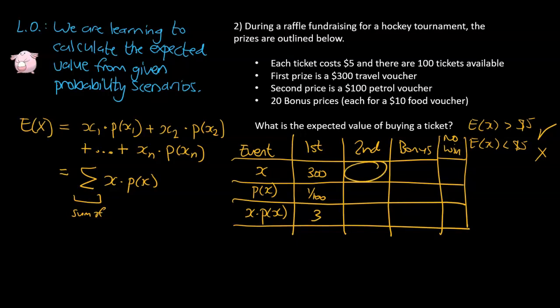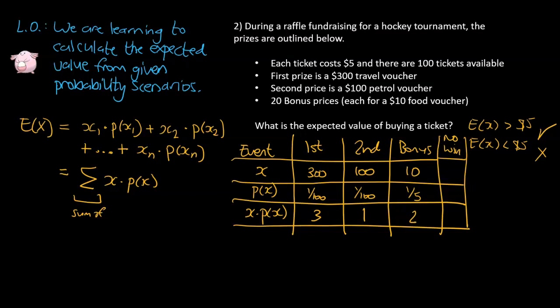Second prize, that's a $100 food voucher, $100 petrol voucher. So X is $100. The probability of me winning that X is also 1 in 100. And the probability times the X value is equal to 1. Finally, the last prizes are these bonus prizes, which relate to those travel or food vouchers. Each value is $10. I've got a 1 in 5 chance of winning that because there's 20 out of the 100 tickets available. And when I go 10 times 1 over 5, that's going to get me to $2.